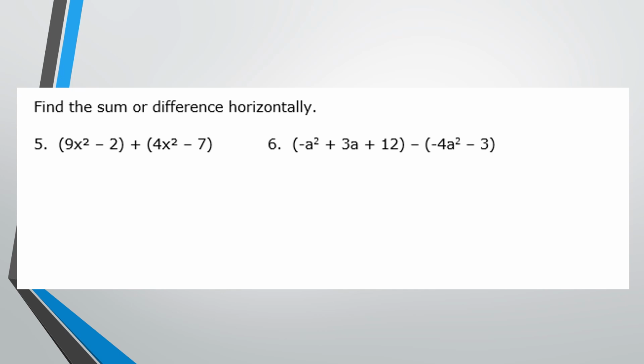For finding the sum or difference horizontally, I've got 9x squared plus 4x squared would be 13x squared. And a negative 2 and a negative 7 would be negative 9. So I'm going to change this to plus, and then I can change both the signs after it. Now I can just add it up. So I'm looking at my a squareds. So I have a negative a squared and a plus 4a squared. So that would give me 3a squared.